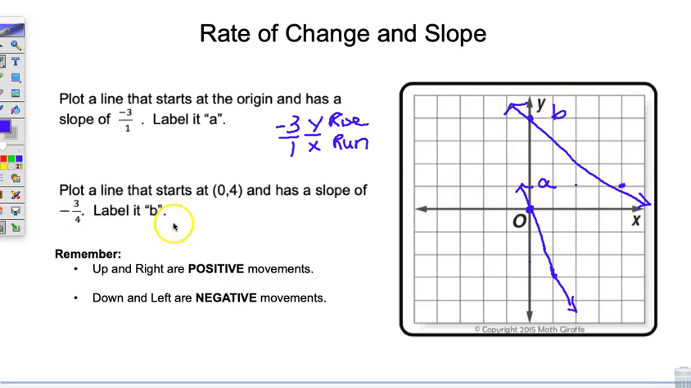Now let me talk about this negative sign, for instance. If you want to write -3/4 like this, you can, and it means the same thing. I always tend to push this negative sign up in the numerator because you want to only use it one time. We can't, again, use it down here because that would change our answer. So here's a little reminder here. Make sure up and right are always positive movements. Down and left are always negative movements.